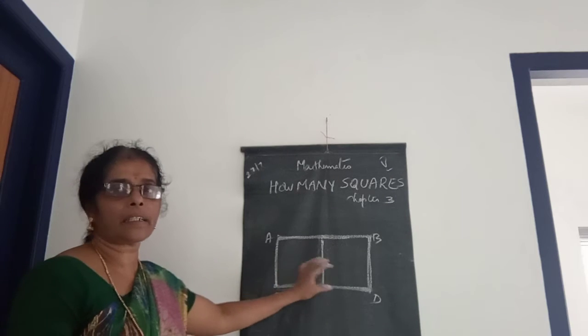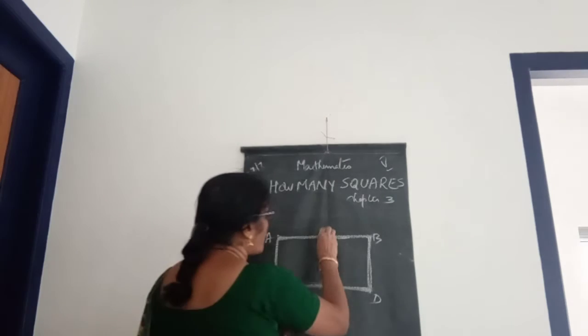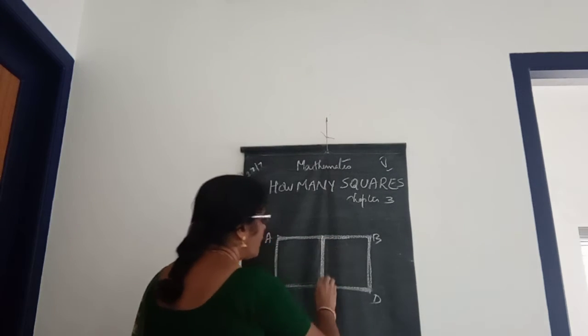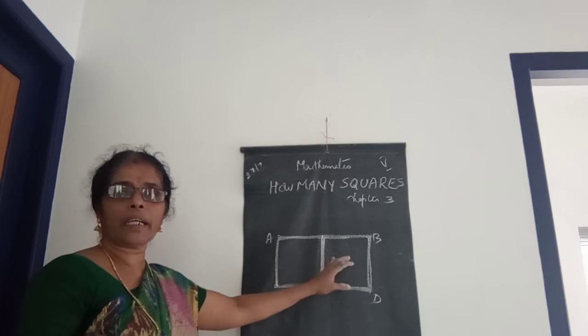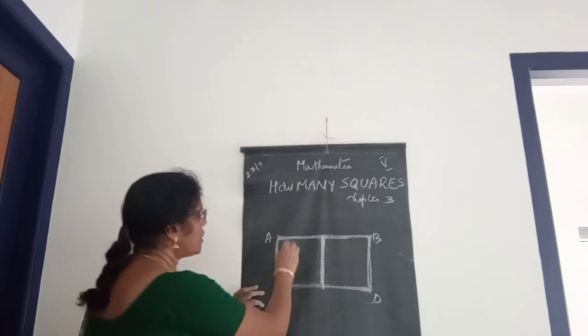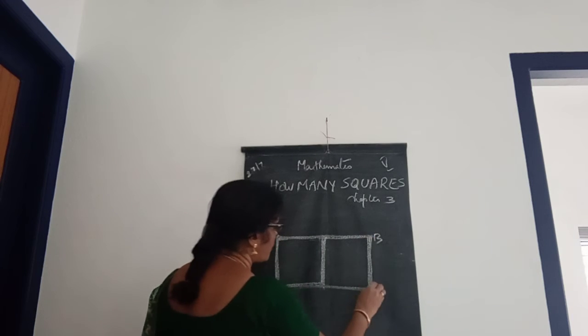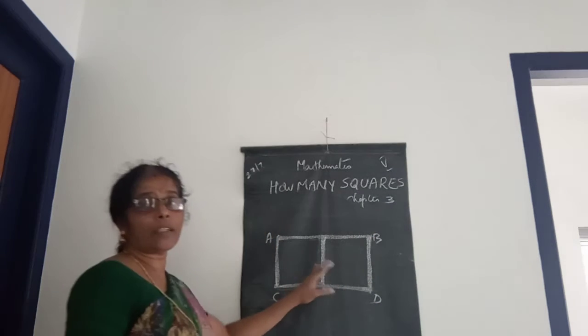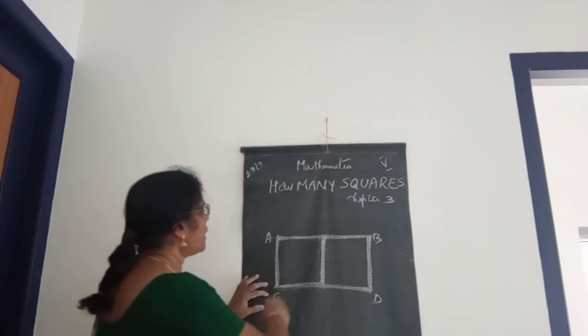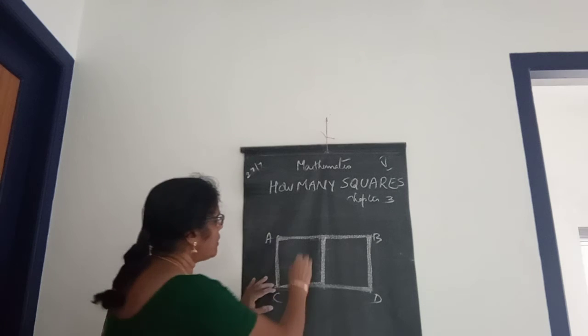And from this rectangle, we can take two squares. Look here, this one is a square and this one is another square. So we can take two squares from this rectangle. And next, look here.